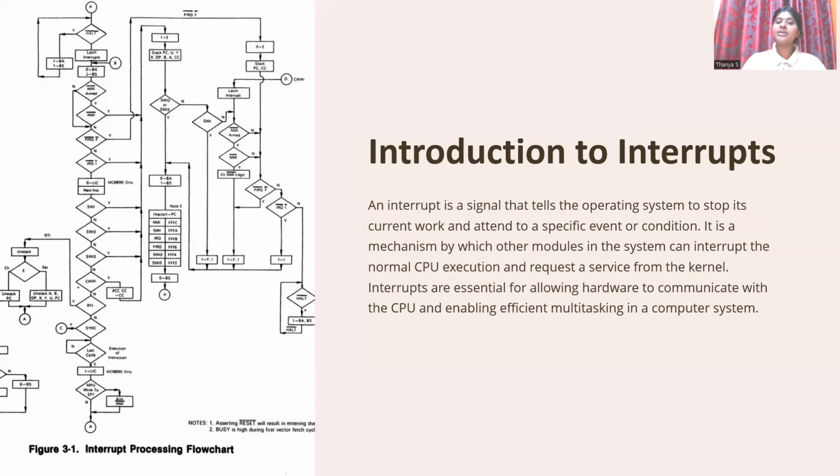So, an interrupt is a signal that tells the operating system to stop its current work and attend to a specific event or a condition. It is a mechanism by which other modules in the system can interrupt the normal CPU execution and request a service from the kernel. Interrupts are essential for allowing hardware to communicate with the CPU and enabling efficient multitasking in a computer system. So interrupts are mainly used for these things.